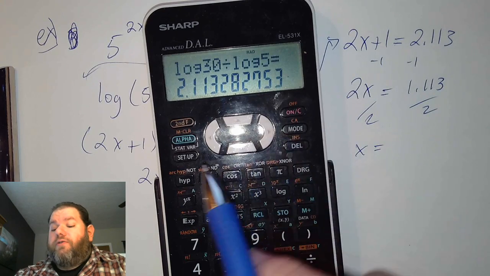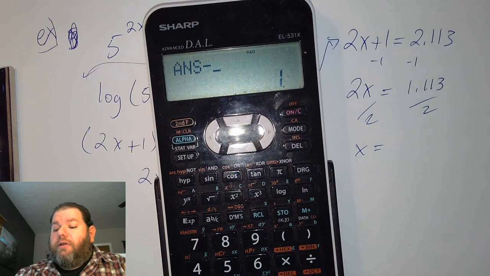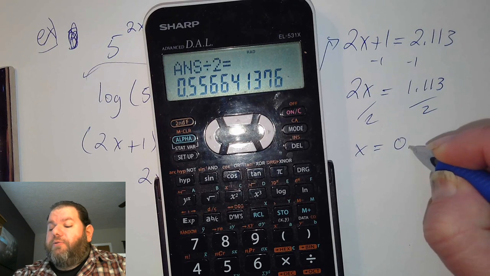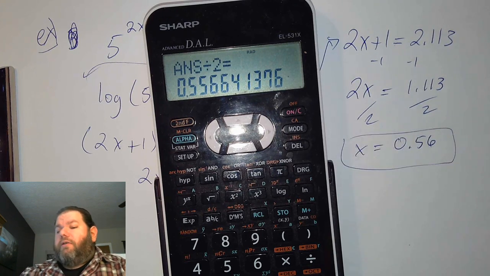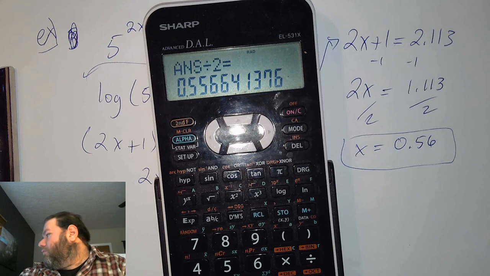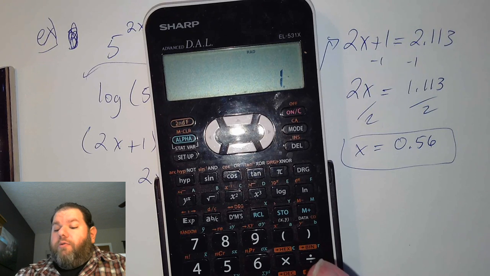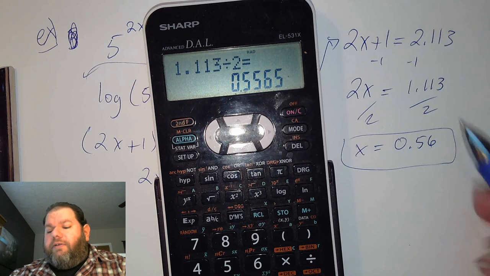We may even choose just to leave our number in the calculator, subtract 1, and then divide by 2. This will actually give us the most accurate answer, which is 0.56 after we round. But even if we take 1.113 and divide by 2, it still rounds to 0.56, so it's okay either way.